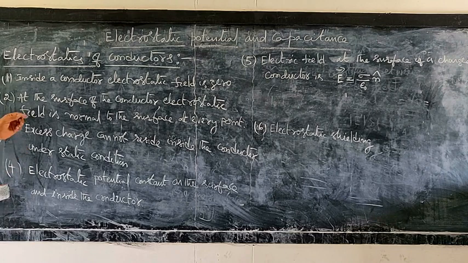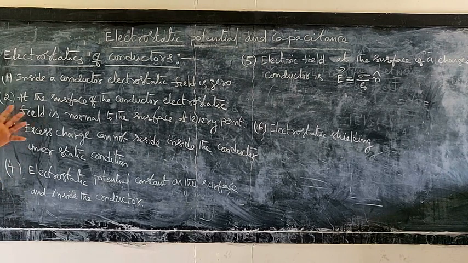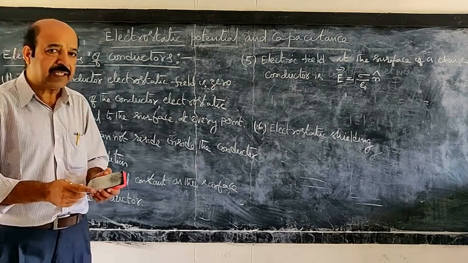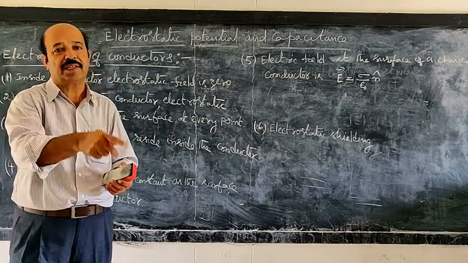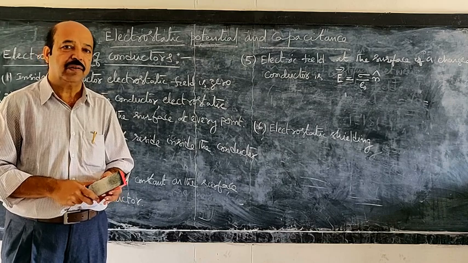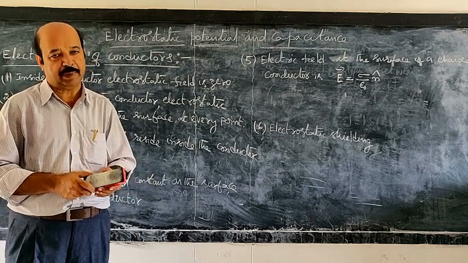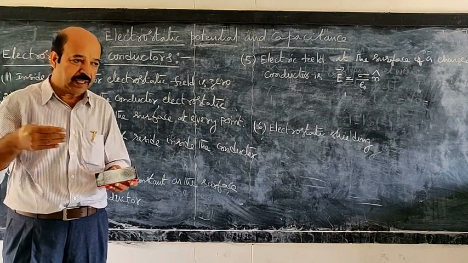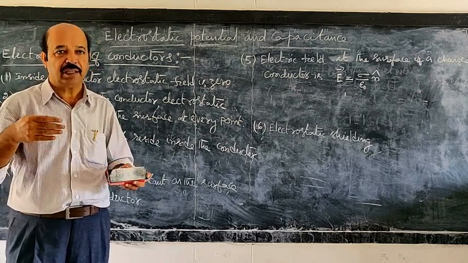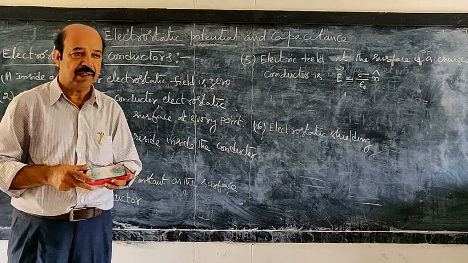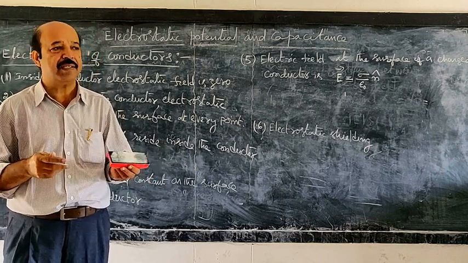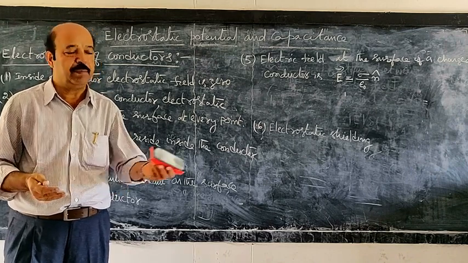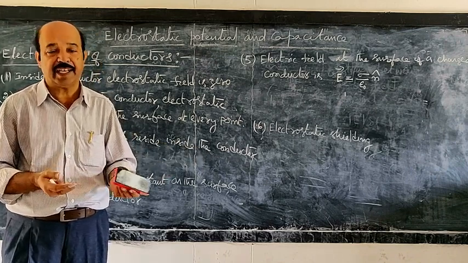Then the second one: at the surface of the electrostatic conductor, at every point the electric field should be normal to the surface at that point. This is also already explained. If the field is not normal, then a component of the field acts tangential to the surface, and a force acts on the electrons, and hence they become mobile. Then electrical conduction takes place.